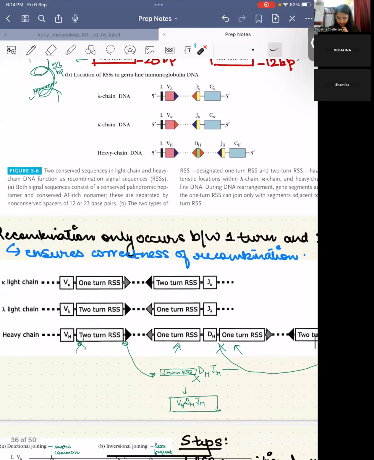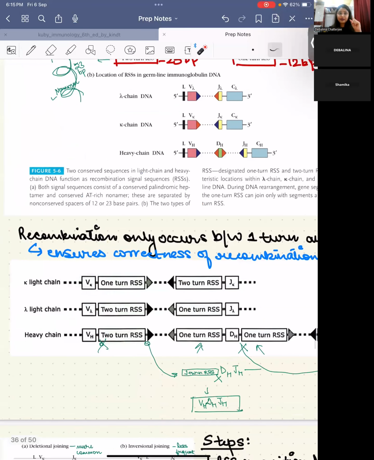For the heavy chain, it's not necessary that the V region will have a one-turn or a two-turn sequence, because if you see here for the kappa and lambda chain, the sequence downstream of the V region is a one-turn sequence for the kappa chain and a two-turn sequence for the lambda chain. But with respect to that, the J of the kappa chain is also having a two-turn sequence. So all that sort of arrangement is there to ensure that we always have the correct gene segments coming and joining to each other.